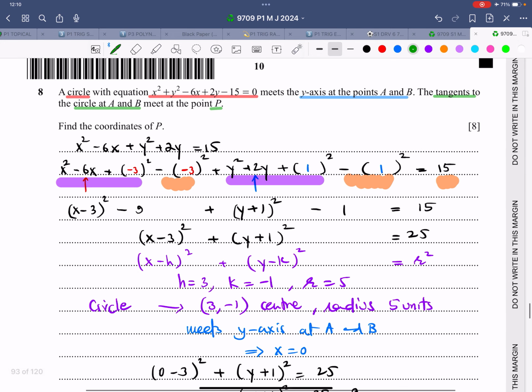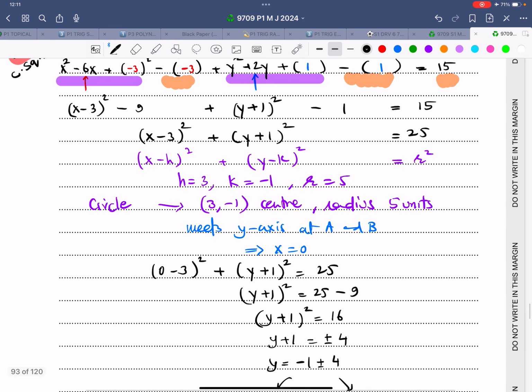Question number 8. It says a circle with equation such and such meets the y-axis at points A and B. The tangents to the circle at A and B meet at point P. Perfect, simple question, but a lot of steps. First step, what is that? Let me write it. Step number 1 is the completing square method. I'll focus on that.